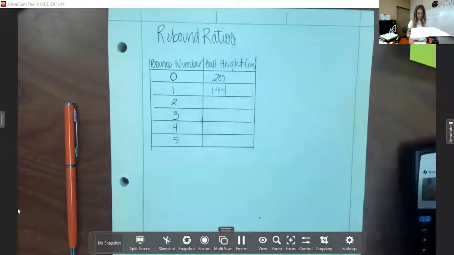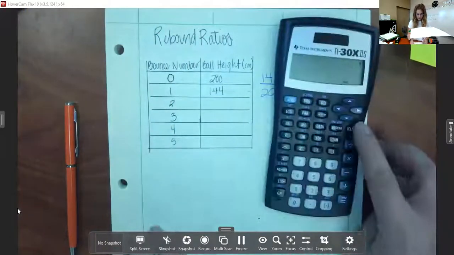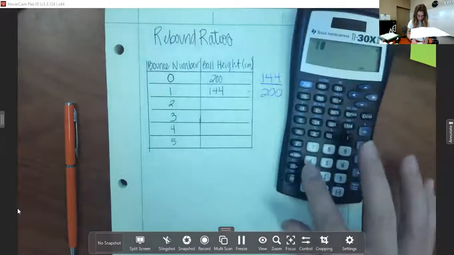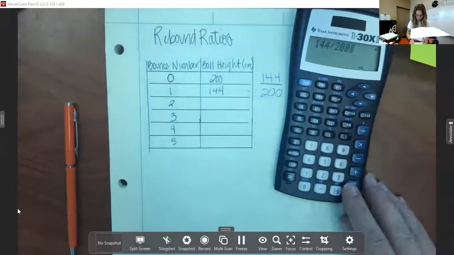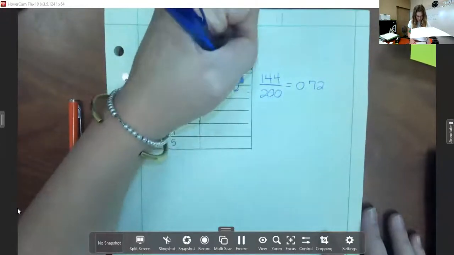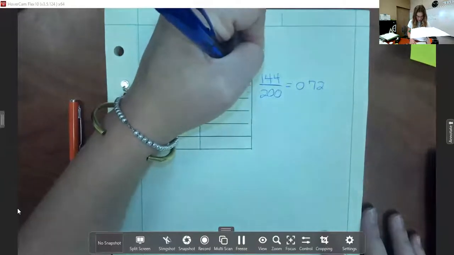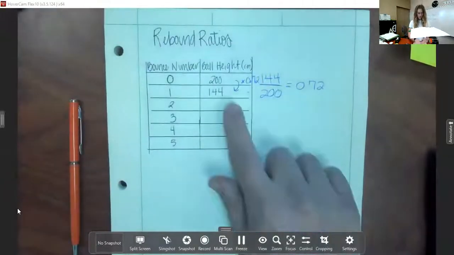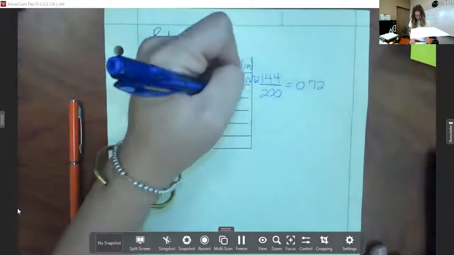But given this information, we need to find the rebound ratio, and we're going to do that by dividing 144 by 200. Definitely use your calculator because you'll have one. 144 divided by 200. And what do we get? We get a rebound ratio of 0.72. So that means 200 times 0.72 is 144. So then we're going to continue the pattern down the table.